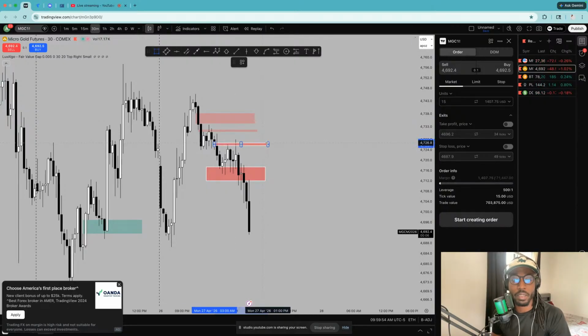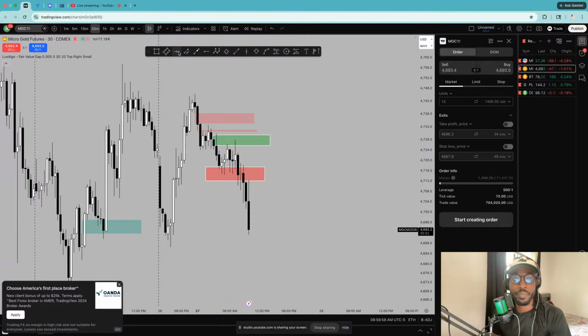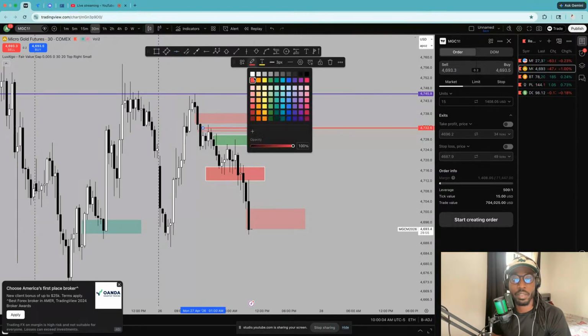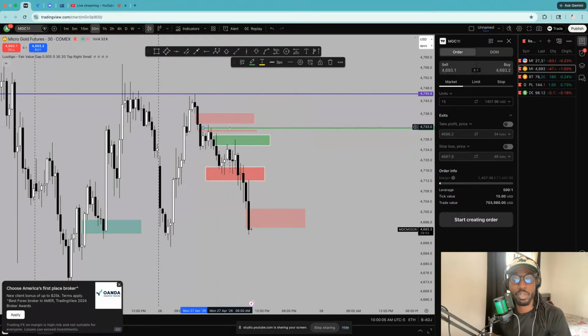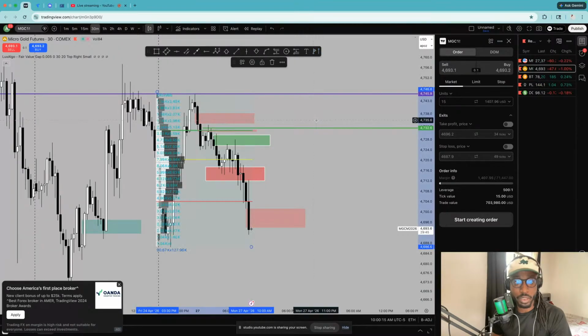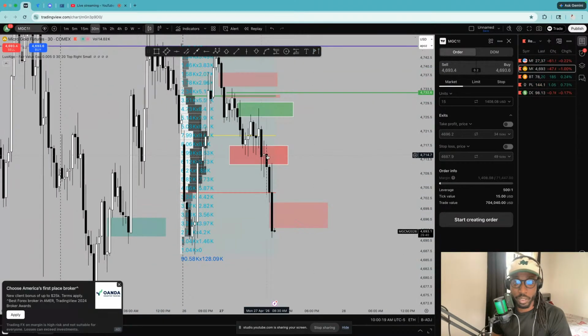Got some resistance here. Would have marked up these equal highs. Got some more there. Major and minor supports. And then at 8:30, from my fixed range. Here we are at 8:30 here.